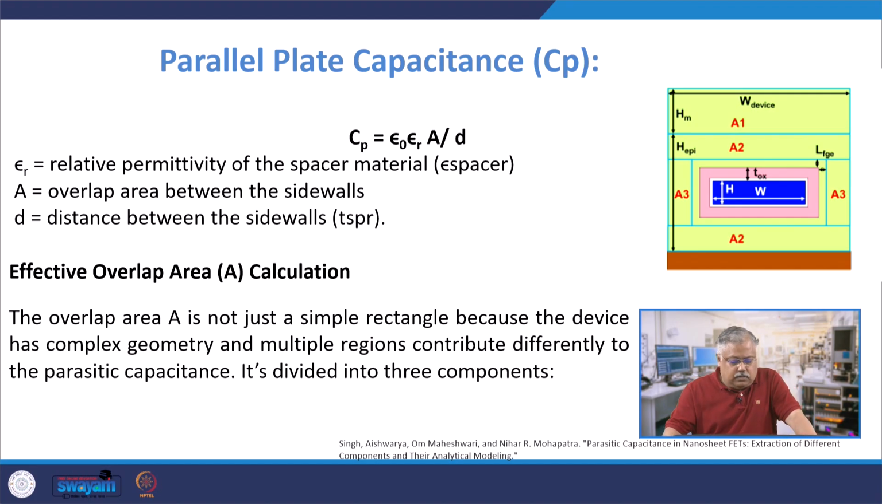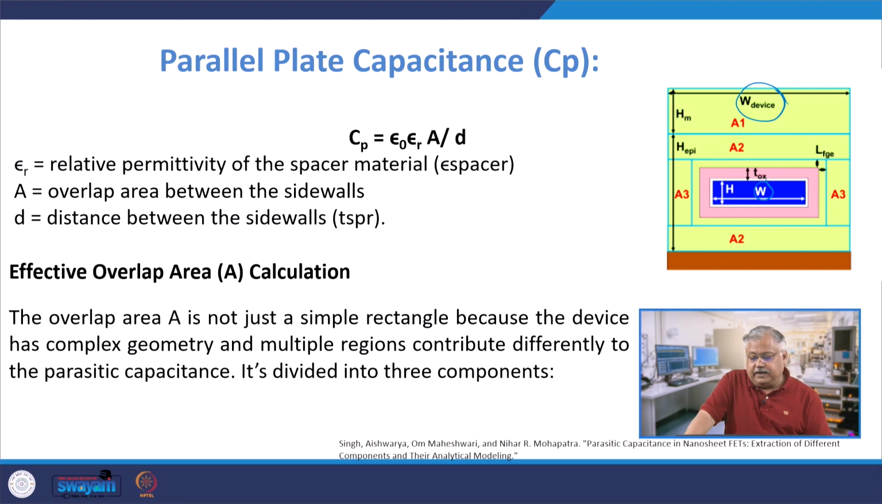Now, the overlap area is not just a simple rectangle because the device has complex geometry and different regions contribute different values. If you look at this device here, the effective width of the channel you should see is W. The actual width is given by this one here, right? And these are the various fringing fields and external values. So HAP is basically the epi layer height which you see, right? And then HM is the metal layer height which you see, and then the front gate, and the top extension region which you see is FE.